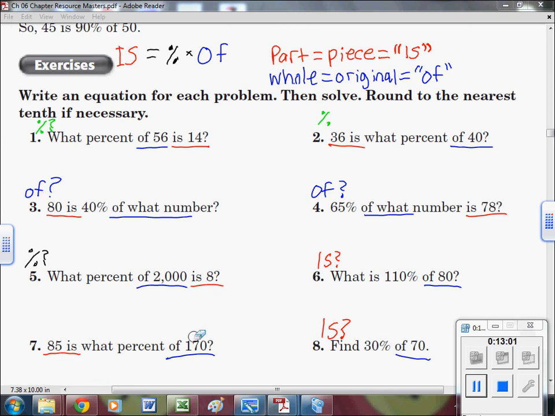So you can show your work by saying 85 divided by 170 equals, and have that decimal, and then convert that decimal to a percentage by moving the decimal place twice, and you'll have the answer for number 7.